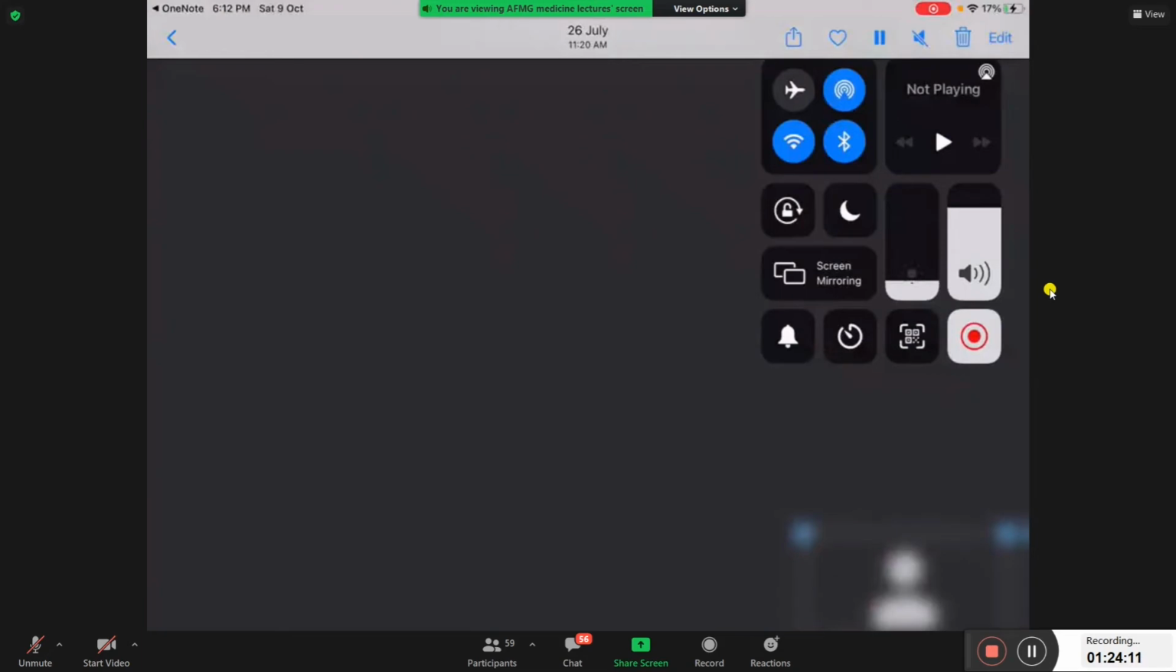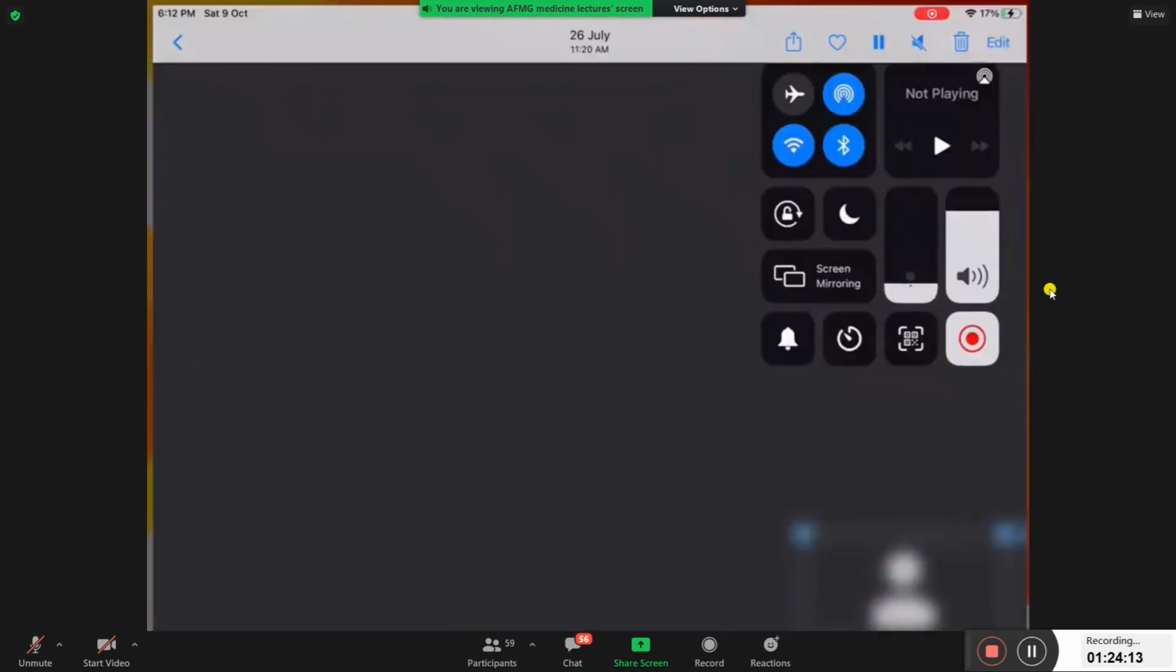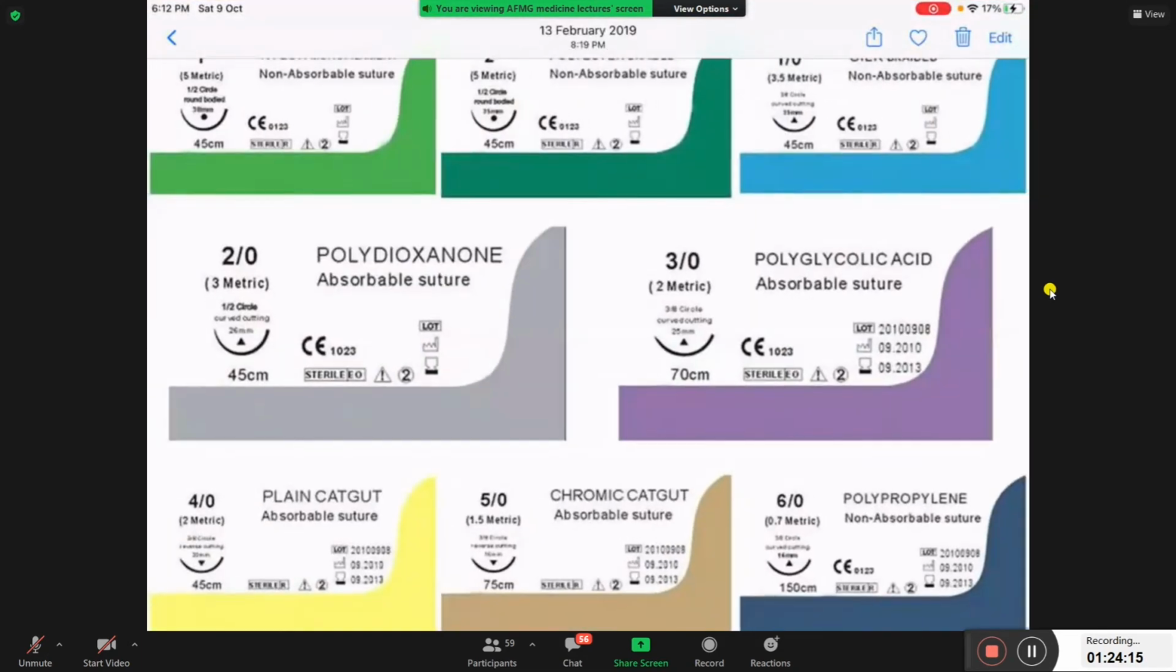तो कुछ और लिखा हुआ है. 2O, 3O, 5O, 6O लिखा हुआ ना. These colors are important. The colors of the sutures. Please be careful. Right?